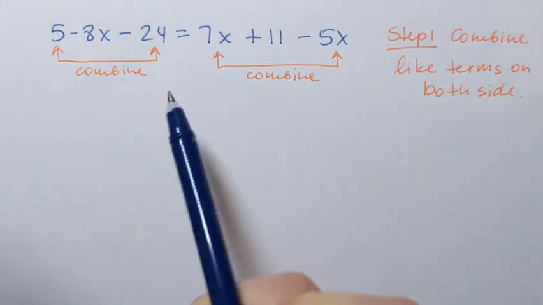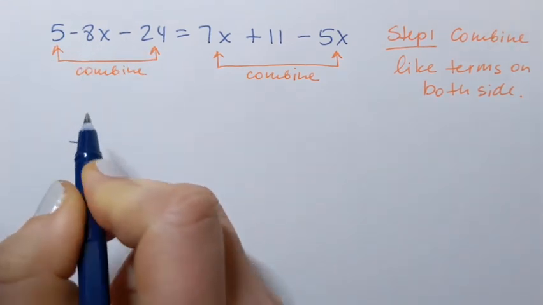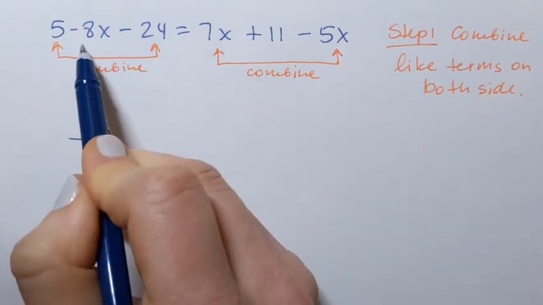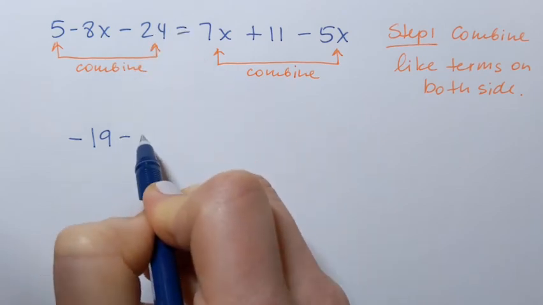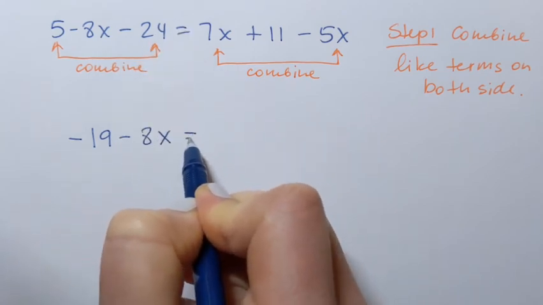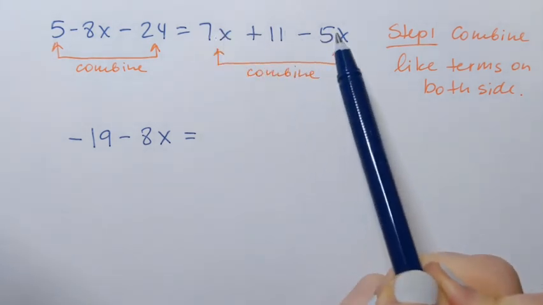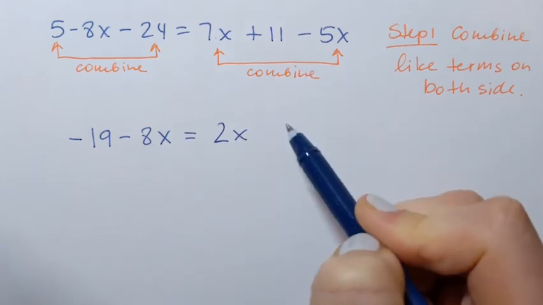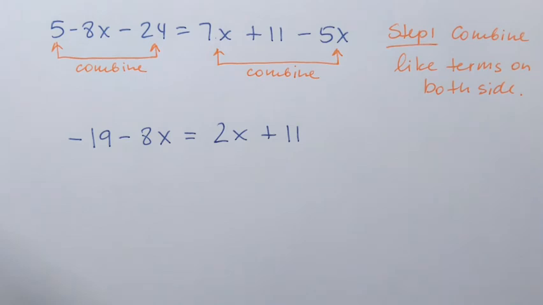Combine. Okay, so what is 5 minus 24? That's negative 19, I think. Negative 19, right? And then I bring down everything else. So negative 8x has to be brought down. Minus 8x. That's the left side. On the right hand side, 7x minus 5x. 7 minus 5, that's 2, so it's 2x. 2x, and I bring down 11, plus 11. So that's how my equation looks after I combine like terms.